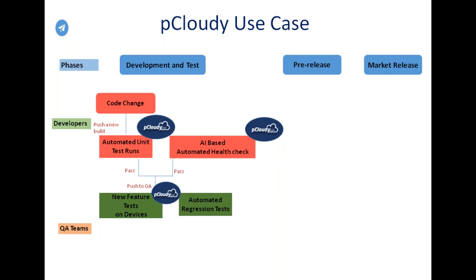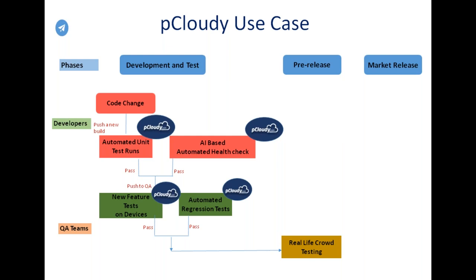The next is, of course, automated regression tests. So if the product is a little stable, and we are actually doing the maintenance or bringing in a lot of new features, and you have a lot of regression tests, you can actually use pCloudy to execute those on real devices in parallel. Once these executions are passed, when the QA team says it is passed, and the user acceptance is done, it can actually get released in the market.